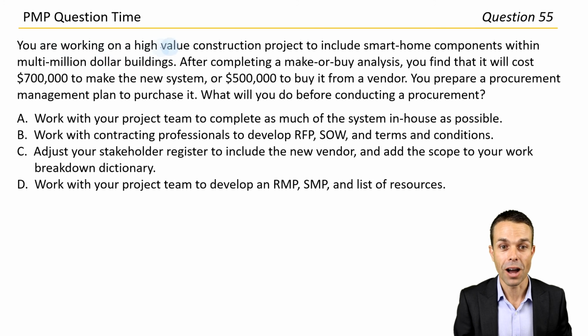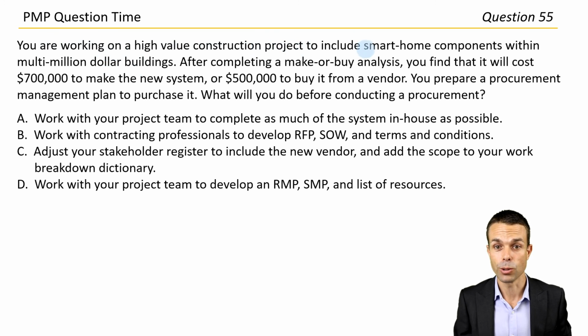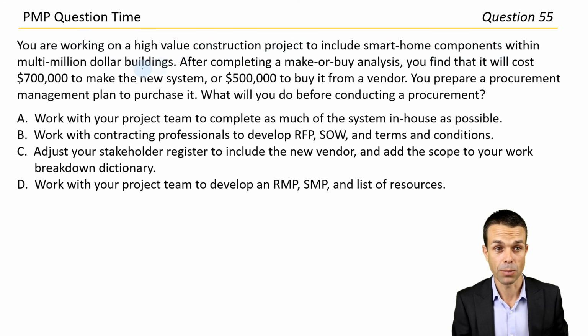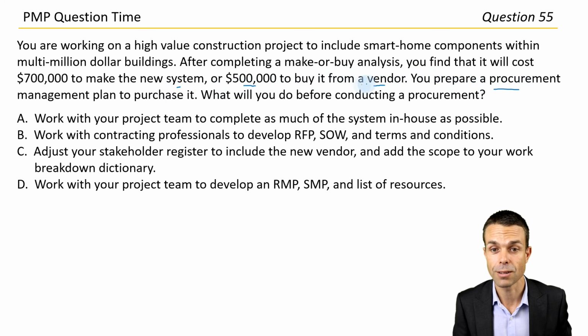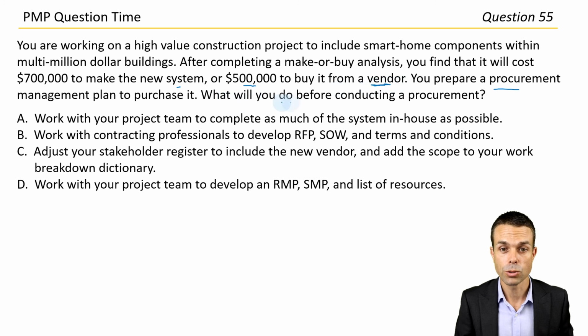You're working on a high-value construction project to include smart home components within multi-million-dollar buildings. After completing a make or buy analysis, you find that it will cost $700,000 to make a new system or $500,000 to buy it from a vendor. You prepare a procurement management plan to purchase it. So we're going to purchase this thing from a vendor. What will you do before conducting procurement?